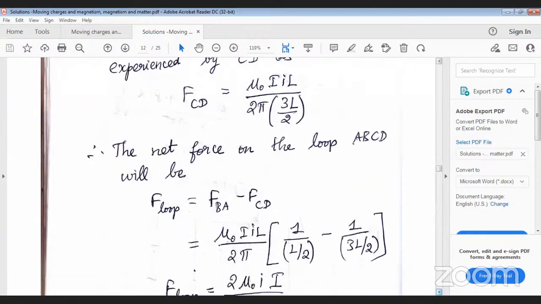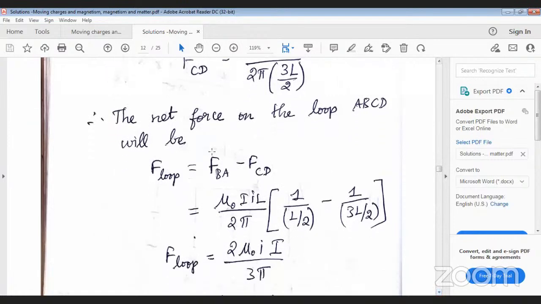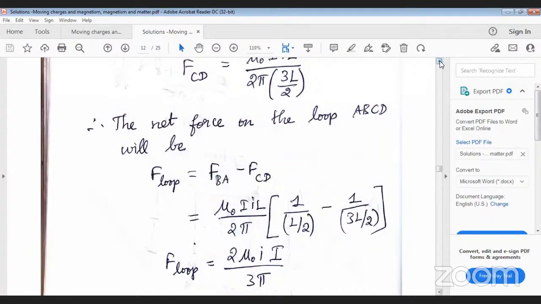Now, what is the net force on the loop ABCD? Usually, the force F_BA should be greater because this arm is nearer to the wire. So the force on this arm BA will be greater, minus F_CD, because these two forces are in opposite direction. So you can substitute the expression for F_BA and F_CD.